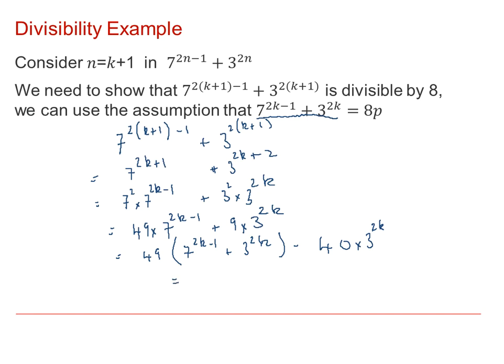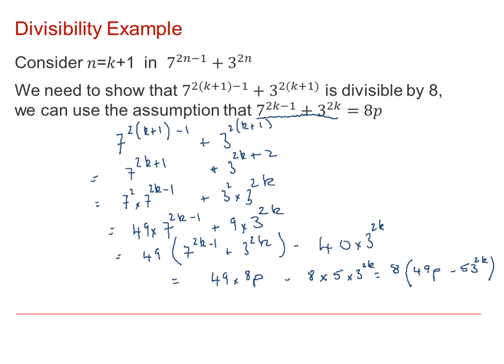So this is equal to 49 multiplied by 8p. And of course 40 we can write as 8 multiplied by 5. So we get 8 multiplied by 5 multiplied by 3 to the power 2k. So that means that we can factor out a value of 8. So it's equal to 8 times 49p minus 5 times 3 to the power 2k.